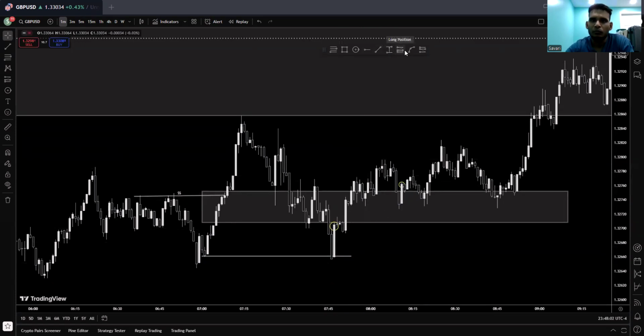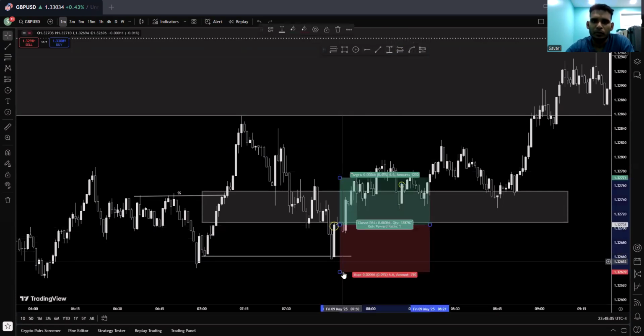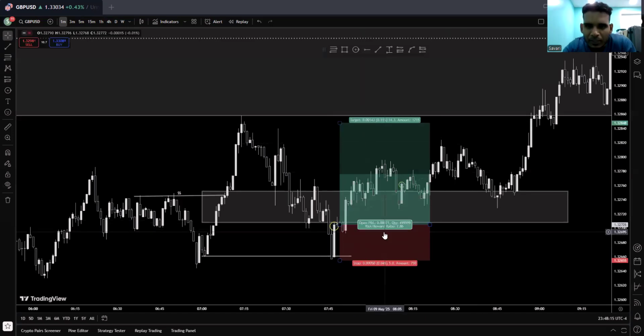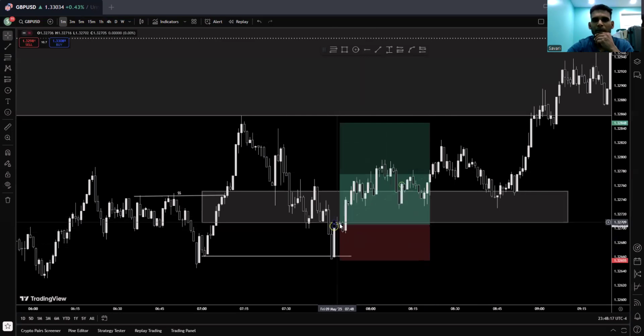So this is a long, right? So I entered here. Stop loss: this is a very tight stop loss, just a 5 pip stop. I'm targeting this high, at least, right? So this is going to be my 1 to 2.8 here. Here itself, this is my 1 to 2.8.